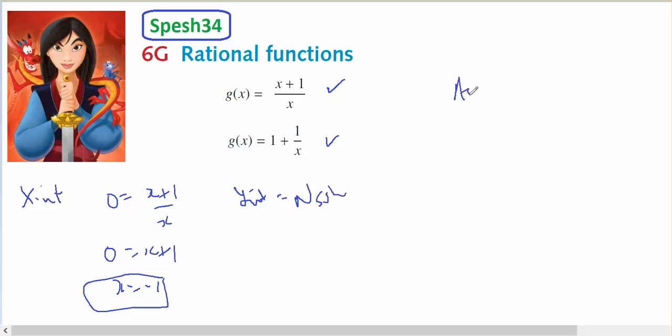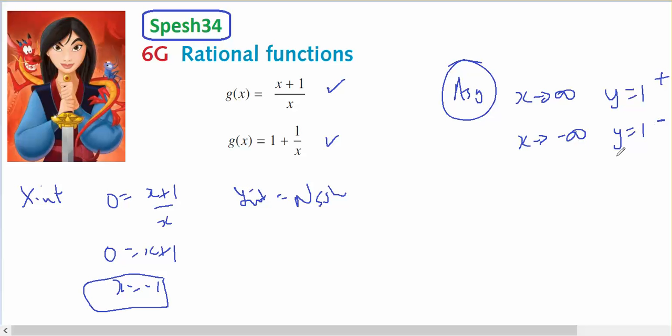To find the asymptotes, as I make x approach infinity, this will get down to 0, so the asymptote will be y equals 1, but this is going to be positive if x is positive, so it's going to be above. And as x approaches negative infinity, this will also go to 0, but it will be a very small negative number, therefore y equals 1 from below. And at x equals 0, we're going to have a problem, therefore we're going to have an asymptote at x equals 0 and y equals 1.